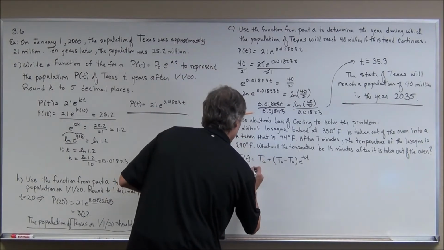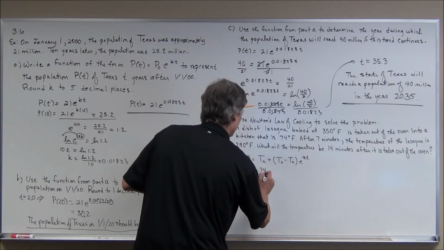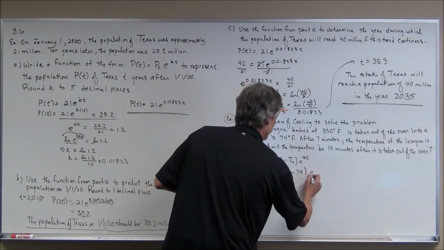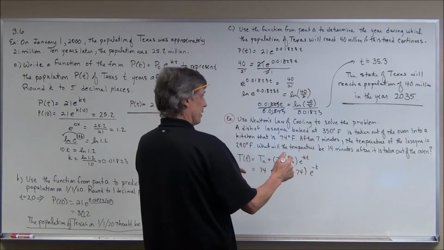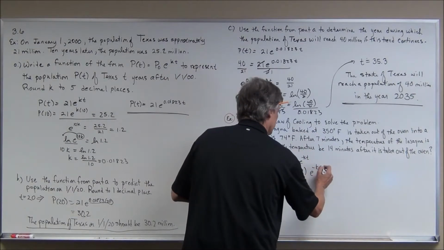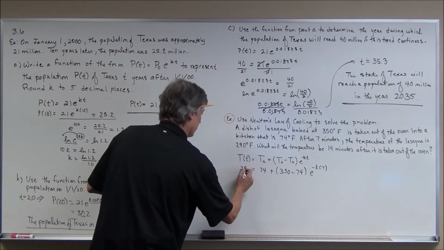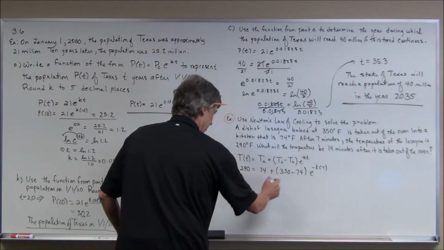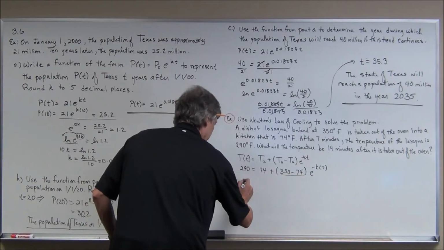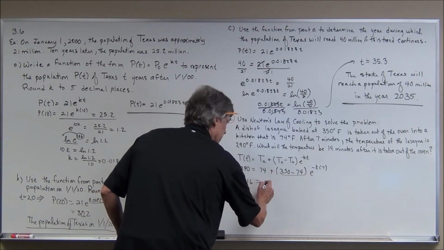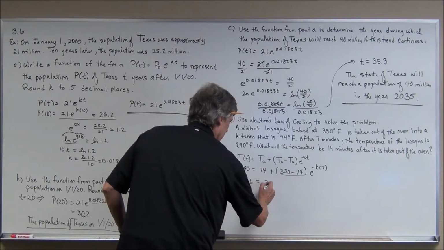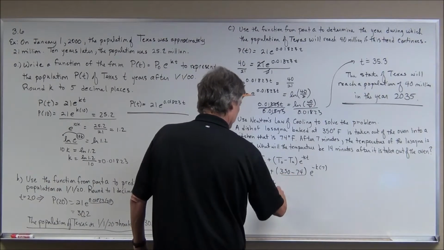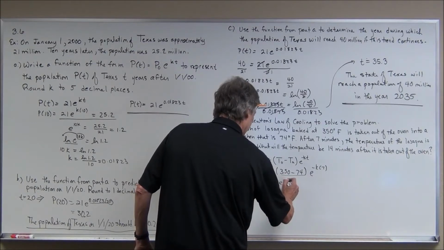I know that the temperature here is 74 degrees. The temperature here is 350 minus 74 degrees, e to the opposite of kt, but we know that after 7 minutes, when t is 7, the temperature is 290. So I can plug that in and I can find k. So I am going to subtract 74 from both sides and subtract that here in just a second. So I get 216 is equal to, what's that going to be, 276? Did I get that right? 276 e to the, I'm going to write this as negative 7k.